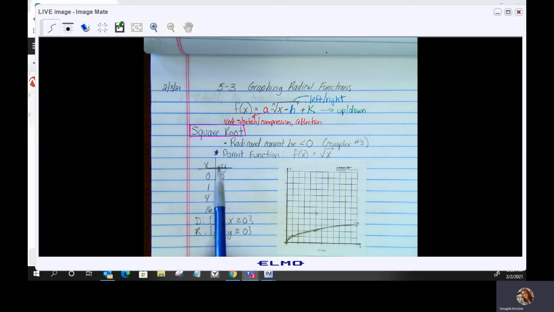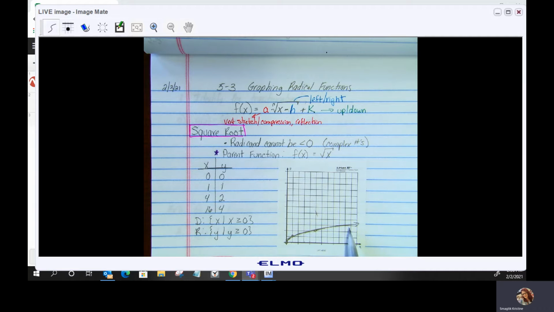So when I did a table of values for my parent function, I'm just looking for easy numbers. I'm looking for perfect squares. So if I take the square root of 0, I get 0. Square root of 1 is 1. Square root of 4 is 2. Square root of 16 is 4. And then this is kind of a rough sketch of the square root function. I know I'm not an artist.